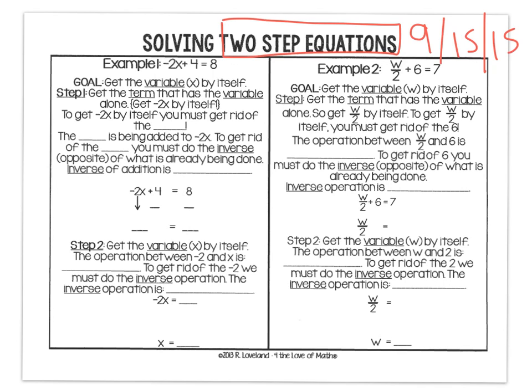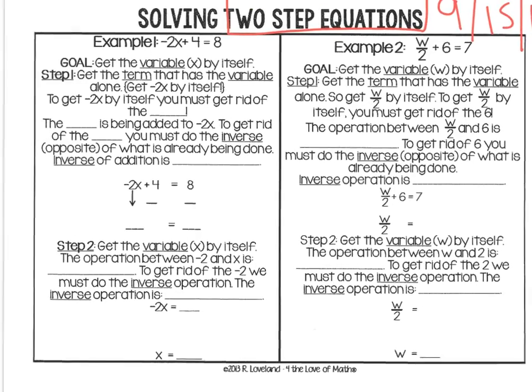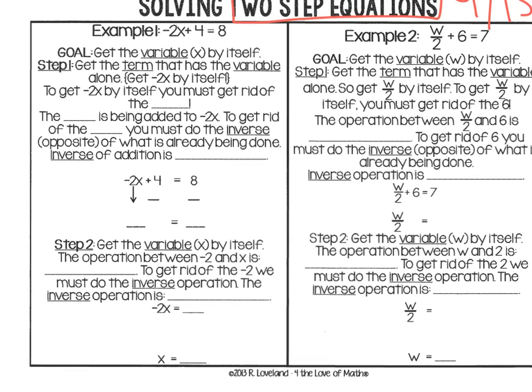Alright, so just like when we were solving two-step equations, let's look at the example that we have here. It says example 1, negative 2x plus 4 equals 8. So again, just like before, our goal is to get the variable x by itself, okay? But now we don't just have one operation to do, whereas it was like addition, subtraction, multiplication, or division. Now we're going to have addition or subtraction on top of multiplication or division. So again, the goal, just like in a one-step equation, is to get our variable by itself. It says step 1, get the term that has the variable alone. Get the negative 2x by itself.